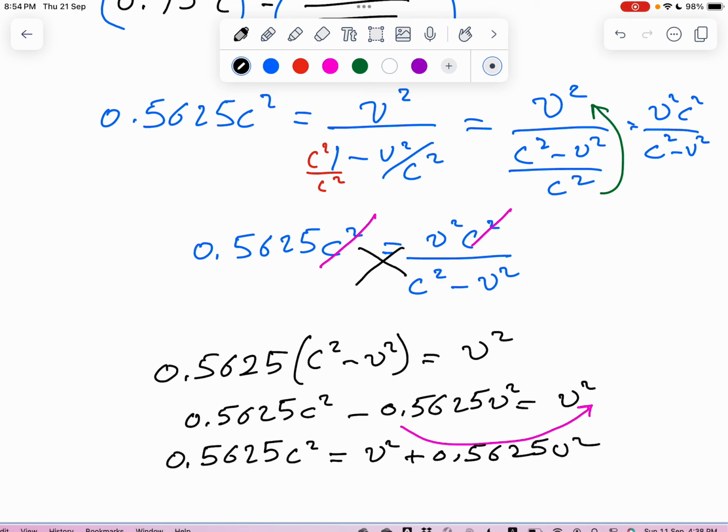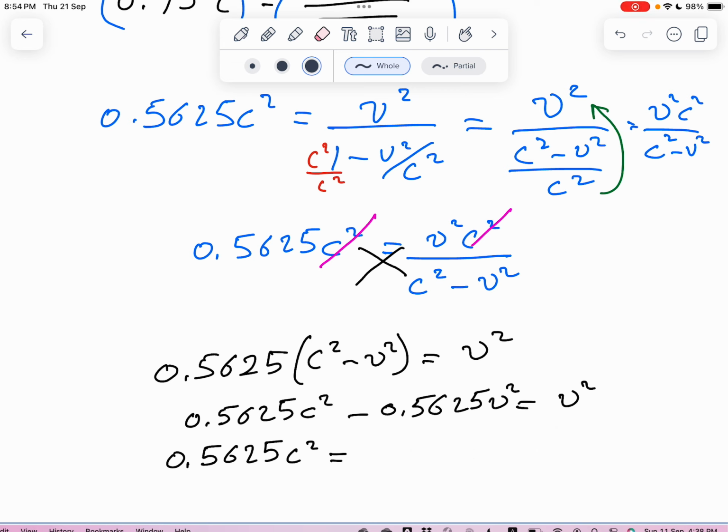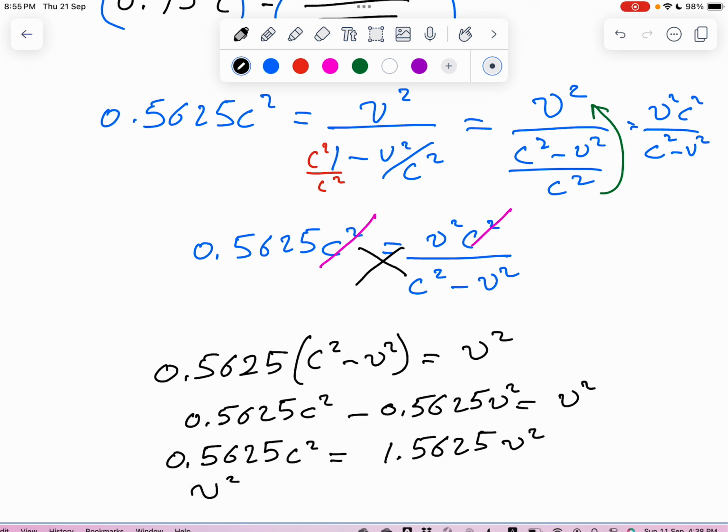So if you add them, simply you will get 1.5625 v squared. So v squared will be equal to 0.5625 divided by 1.5625 c squared, and if you divide those, you will get 0.36 c squared.